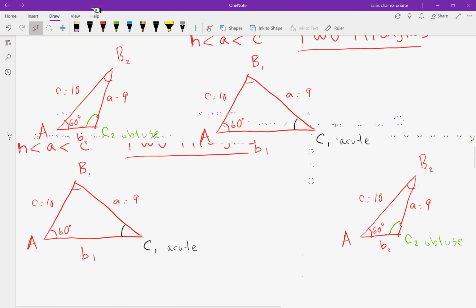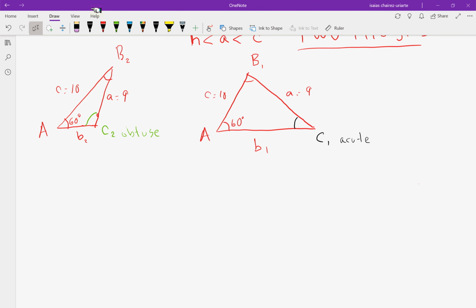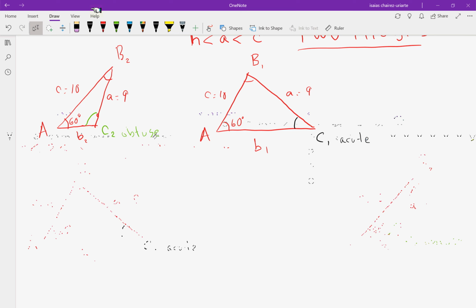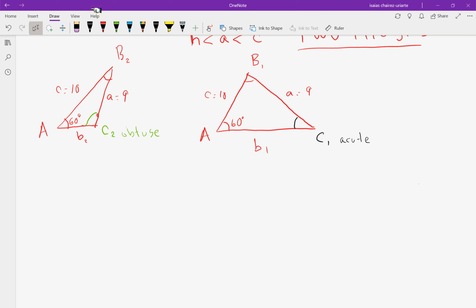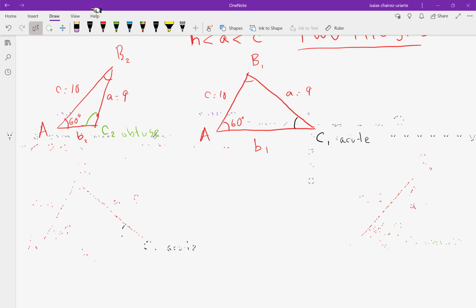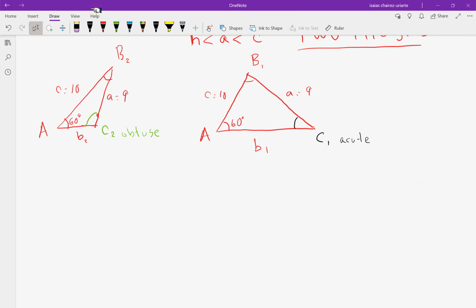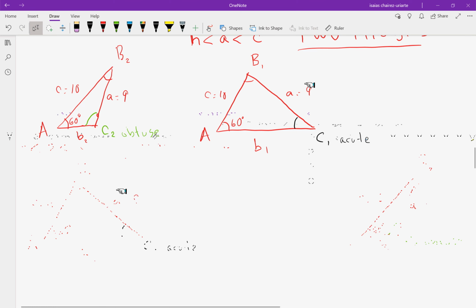Alright, so let me try to begin completing them. Which one do I begin with? To be quite honest, I really don't know. I don't know how I should start this. But let me just think about the information that was given to me. I have this angle and the side opposite. So I can start thinking about the law of sines. Because I can say sine of A over A equals sine of something over something.